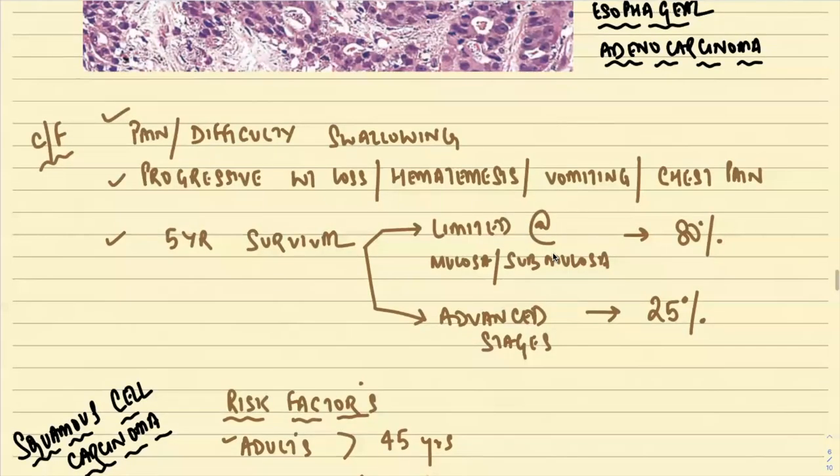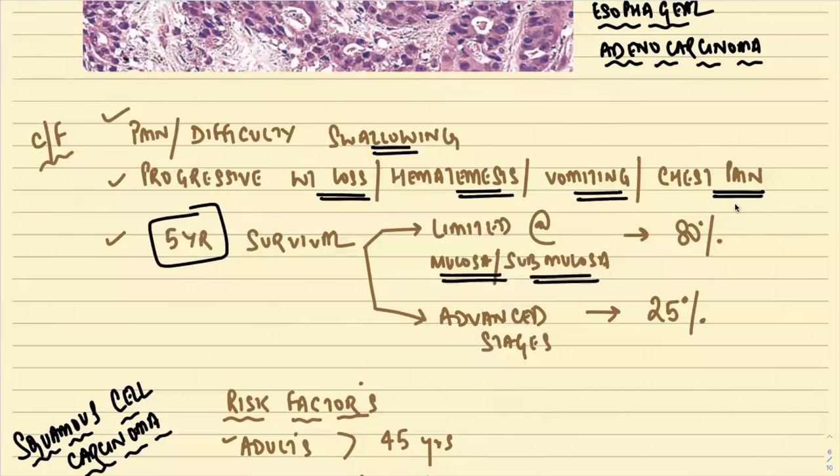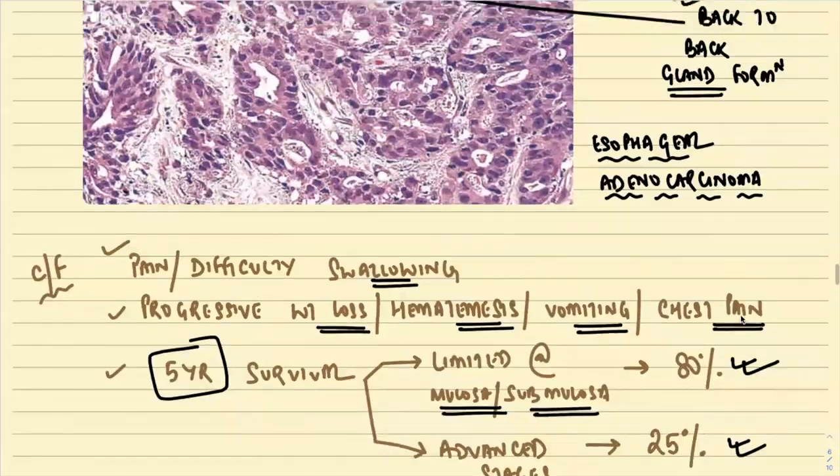Clinically, these patients present with pain and difficulty during swallowing. They will have progressive weight loss, hematemesis, vomiting, and even chest pain. The 5-year survival depends on how far the carcinoma has spread. If the esophageal adenocarcinoma is limited to the mucosa and submucosa, the 5-year survival is very good, around 80%. But in advanced stages where they have involved the serosa or there is lymph node metastasis, it drops down to only 25%. So with this, we have completed esophageal adenocarcinoma.